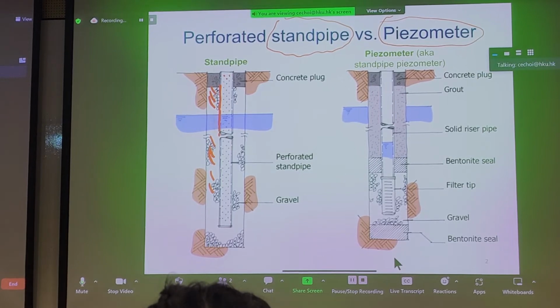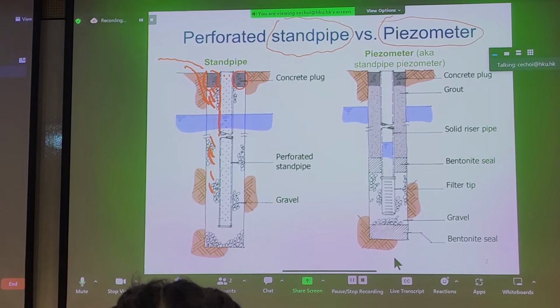At the top of a standpipe, we often put concrete plugs. This is to prevent the infiltration of surface runoff into your standpipe, which can affect your readings when you take it. So, if you can guess, you can probably surmise that standpipe may only be good for detecting the water table level.